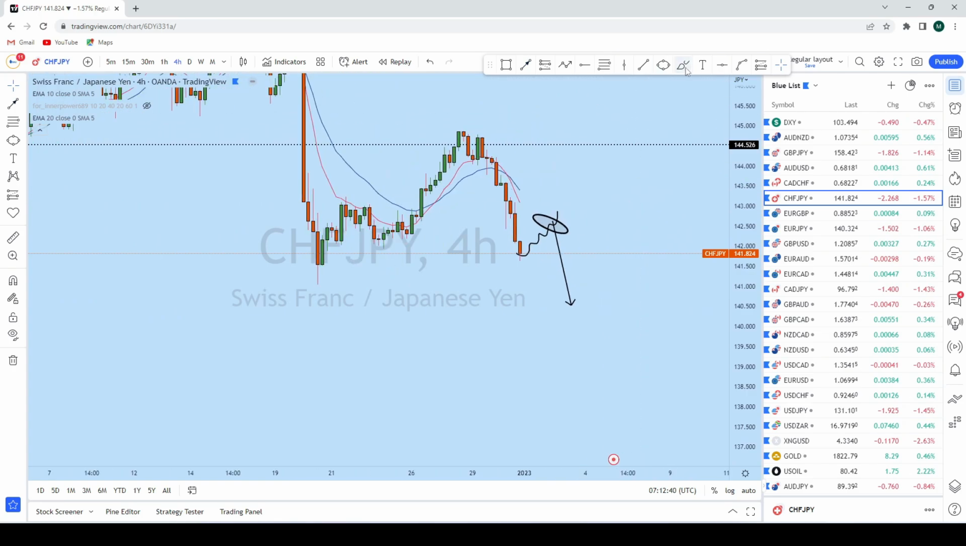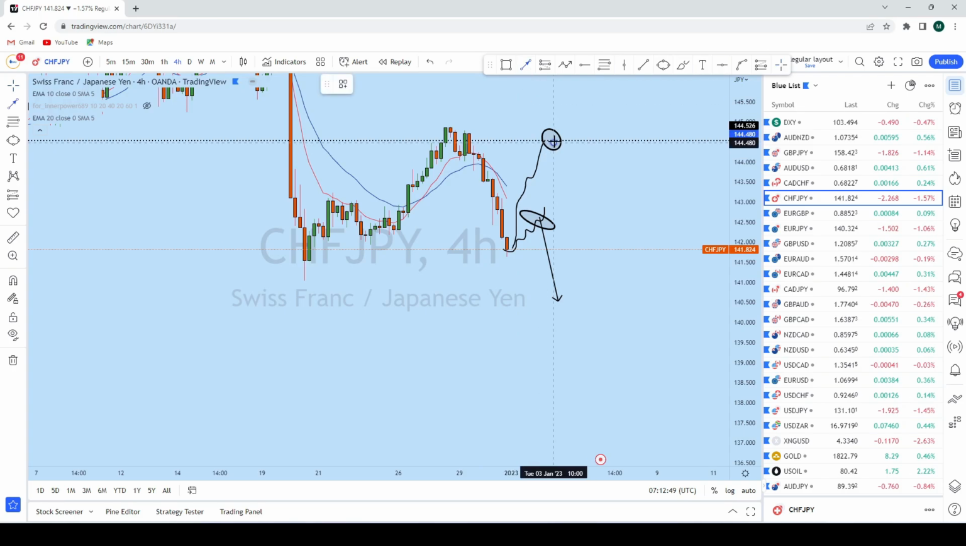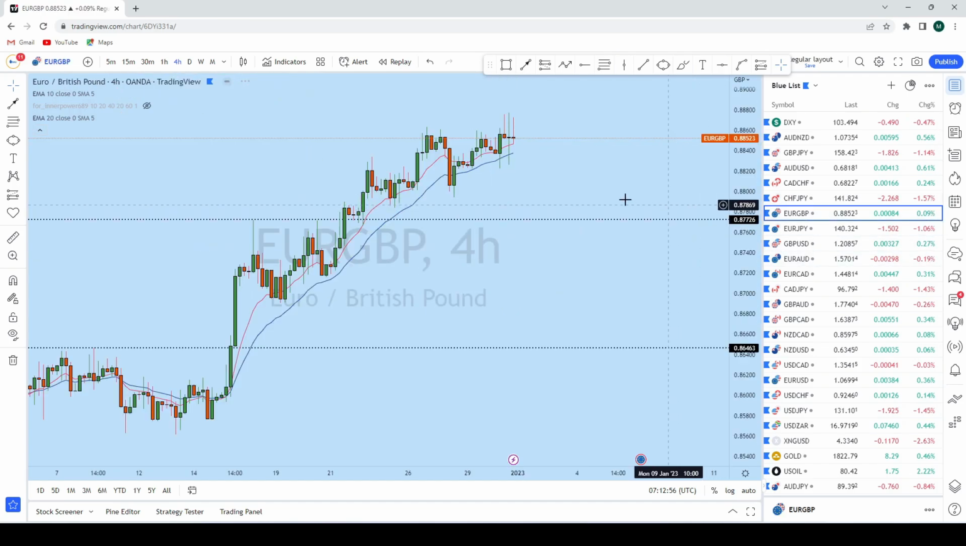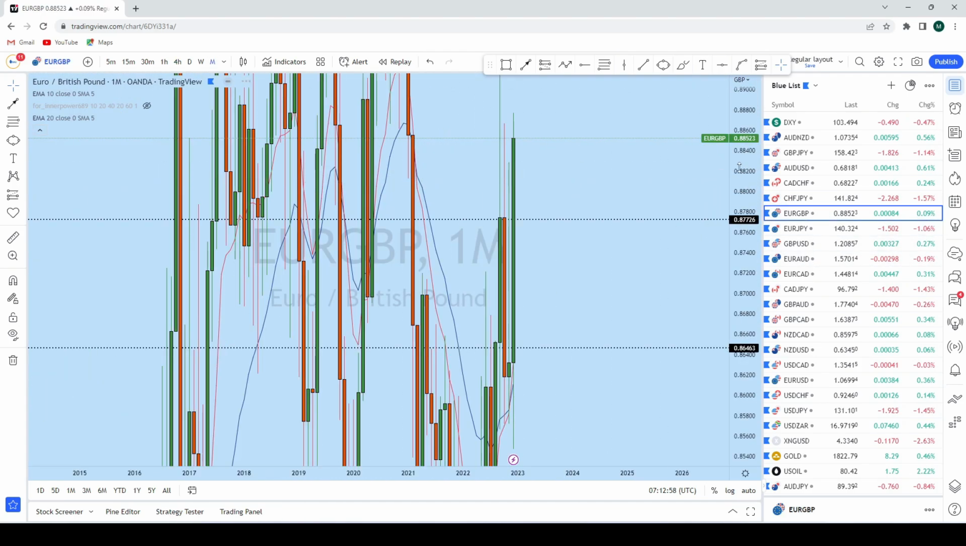On the other hand, if we see the price showing a very strong bullish action and the price reaches this zone, which is a high probability short setup, we'll consider going short with a high probability trade setup with our students. Now let's look at EURGBP, again the monthly perspective.